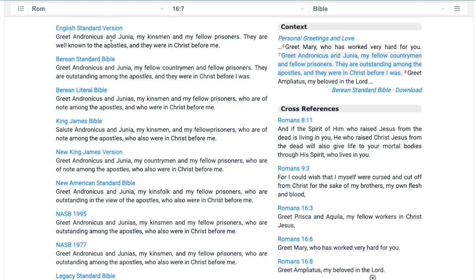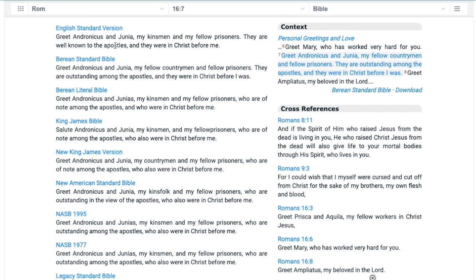So let's look at the English Standard Version first, okay? So greet Andronicus and Junia. Okay, that's important that they translated it Junia, which is a female name. My kinsmen and my fellow prisoners, they are well known to the apostles. Now there's a big difference between the word to and the word with and among, okay? So if I'm talking to my wife, it's different than talking with my wife or among my wife. Like if I am with you, it's different than I am to you or among you, right?